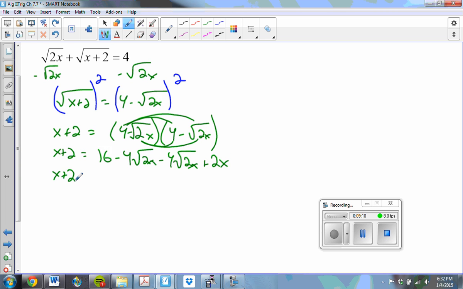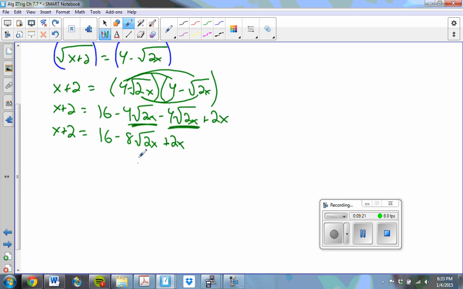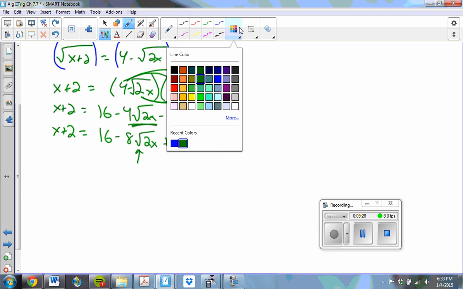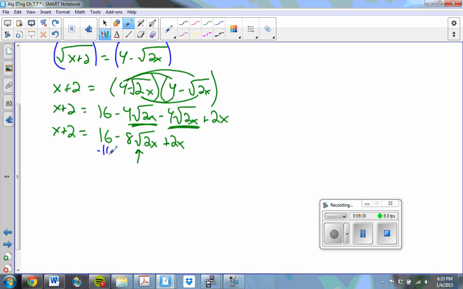Simplify the right side, so it becomes 16 minus 8 root 2x plus 2x, because these two terms here can combine. I want to get this radical by itself. I'm going to try and get that by itself now, so I subtract 16 from both sides. Subtract 16 here, and subtract a 2x from both sides. And I get that negative x minus 14 equals negative 8 root 2x.